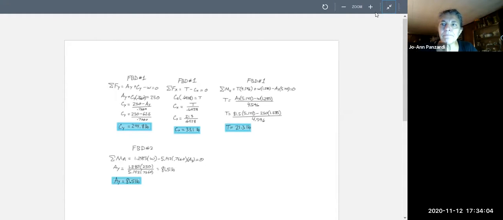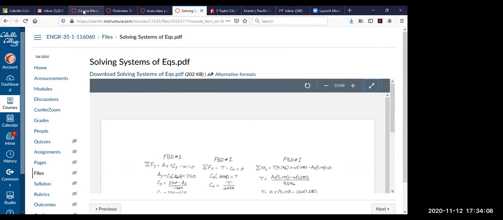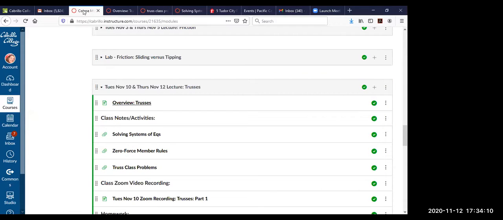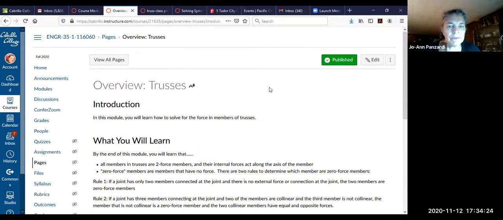Okay, so I'm going to get out of this now. I'm going back to course. Any questions on that? Okay, so I'm going back to the course module now, and I'm looking at the overview of trusses, and I'm just pulling it up here because I already opened it.